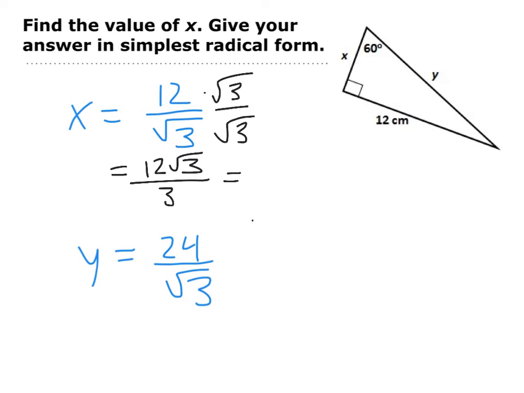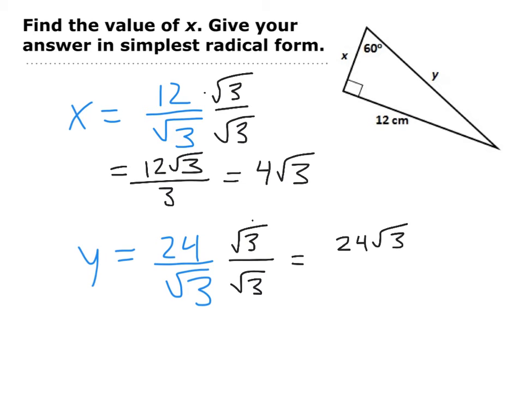And what do we get on the bottom? 3. Can we simplify this more? Yes. 4 square root 3. We divided the 12 by 3. Then can we do that for y? Yep. So what do we do for y? Times it by square root 3 over square root 3. So what do we get on the top? 24 square root 3. And what do we get on the bottom? 3. Can we simplify this more? 8 square root 3.